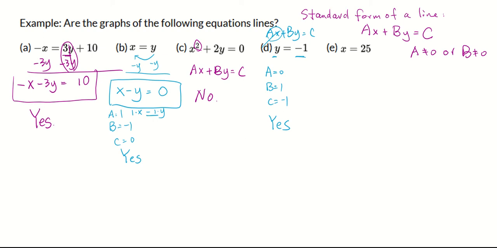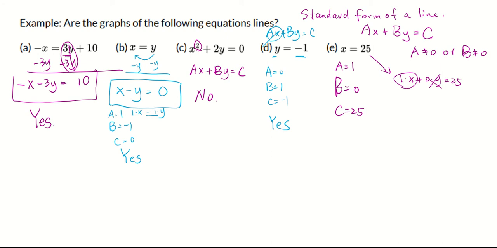Similar for e. x equals 25. We're missing the y term here, but we can consider the coefficient of y to be 0, which means b is equal to 0, where a is the number in front of x, which is 1. So we can see this equation as 1 times x plus 0 times y equals 25. That means we have an x term and we don't have a y term, and c is 25.